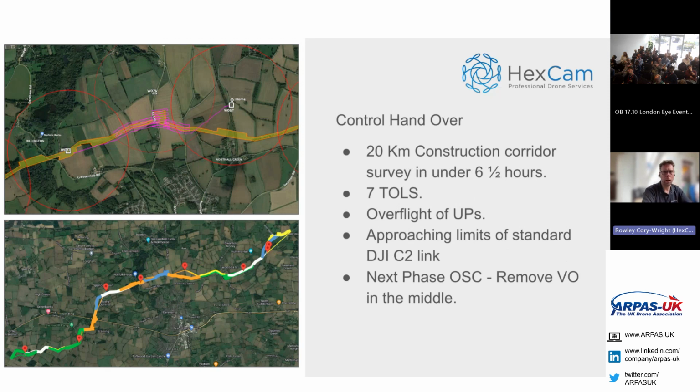We also cover handover takeover over a very long corridor. This is 1/3 of a 60-kilometer corridor that we do regular surveys on. It's a construction corridor for the Vanguard offshore wind farm, and this is the onshore cable route that goes along. As I say, 20 kilometers of construction corridor, and we survey that in under 6.5 hours.